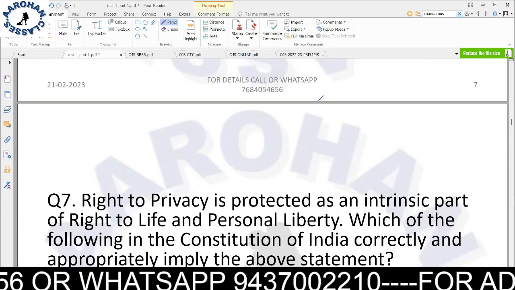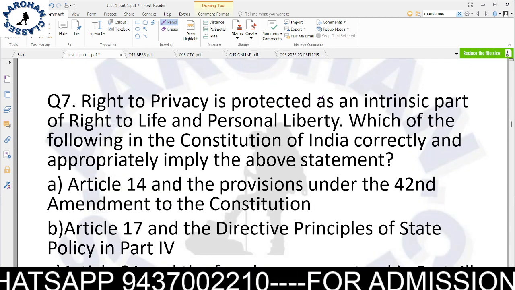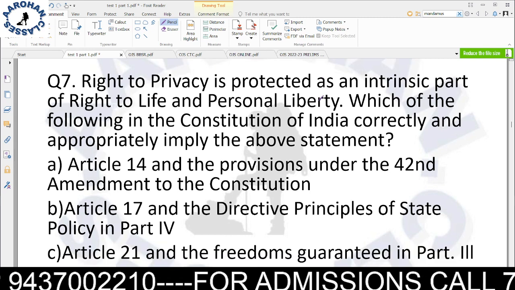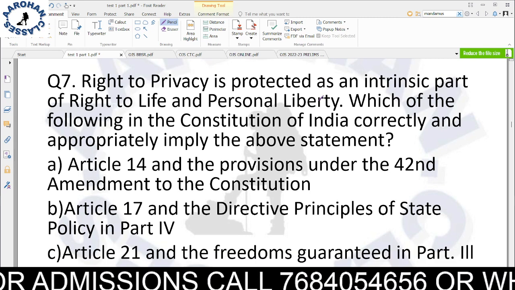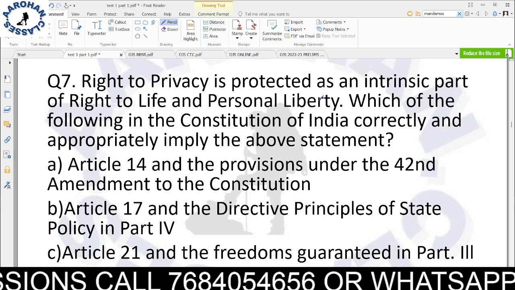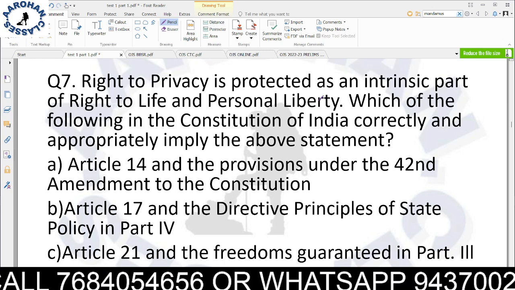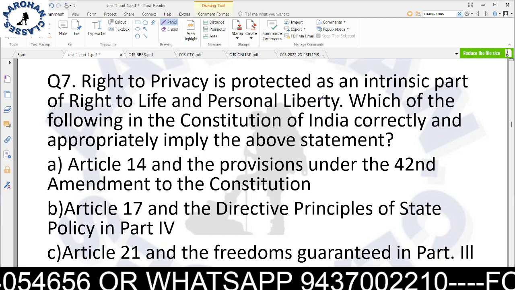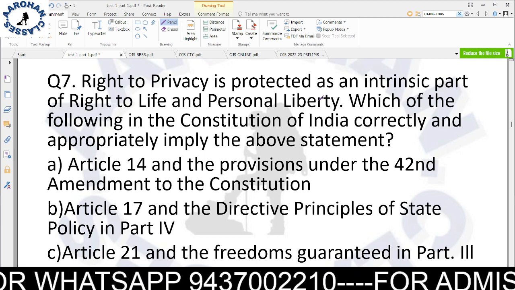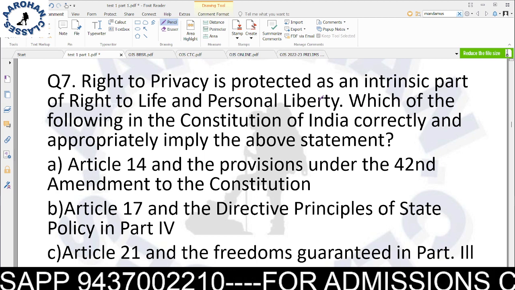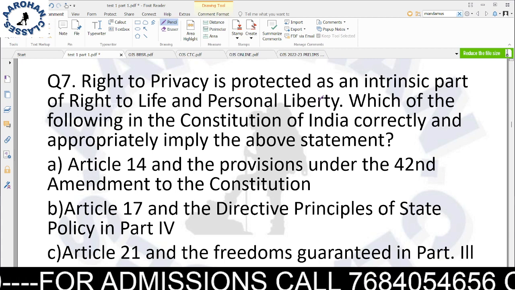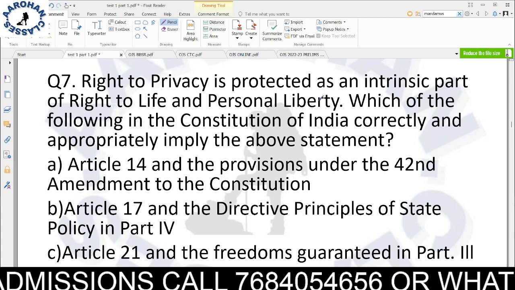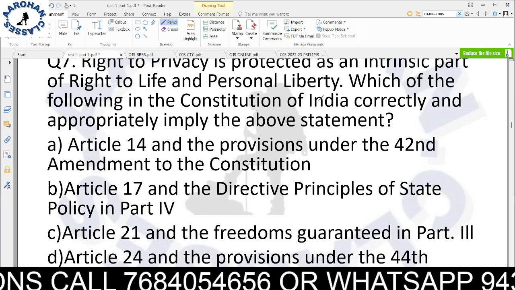Okay, so A is the answer for question 6. Now coming to question 7, the right to privacy is protected as an intrinsic part of right to life and personal liberty. Which of the following in the Constitution of India correctly and appropriately imply the above statement?